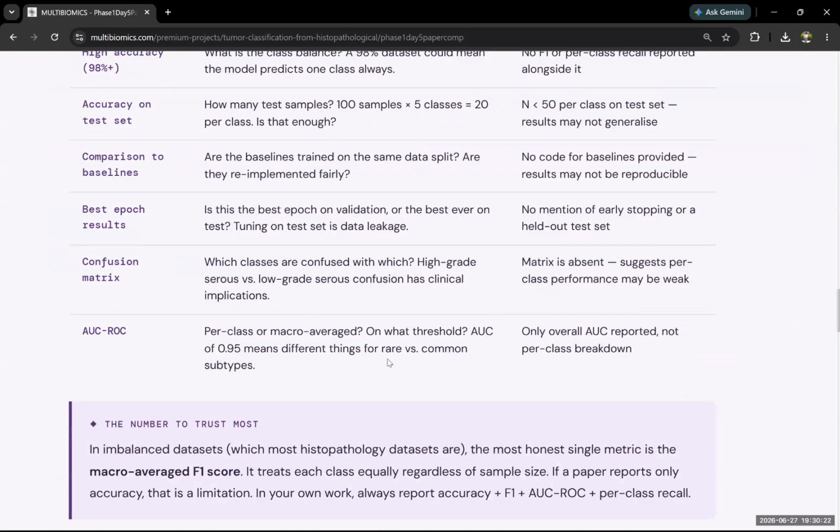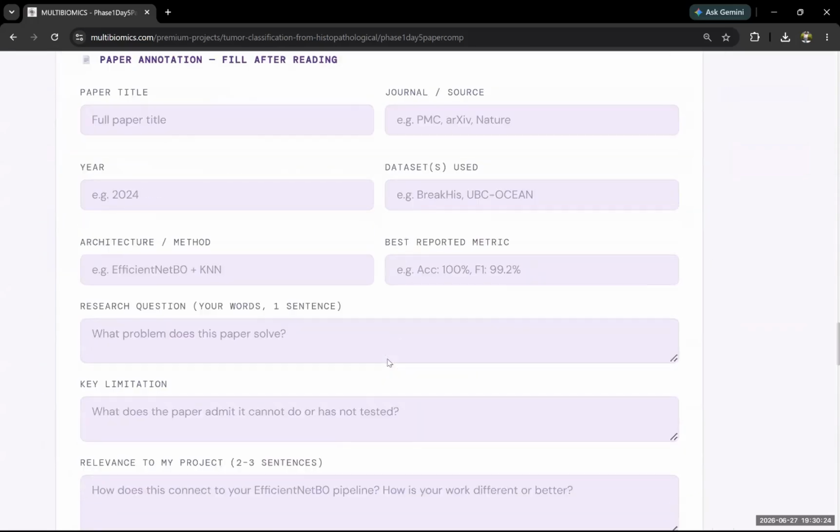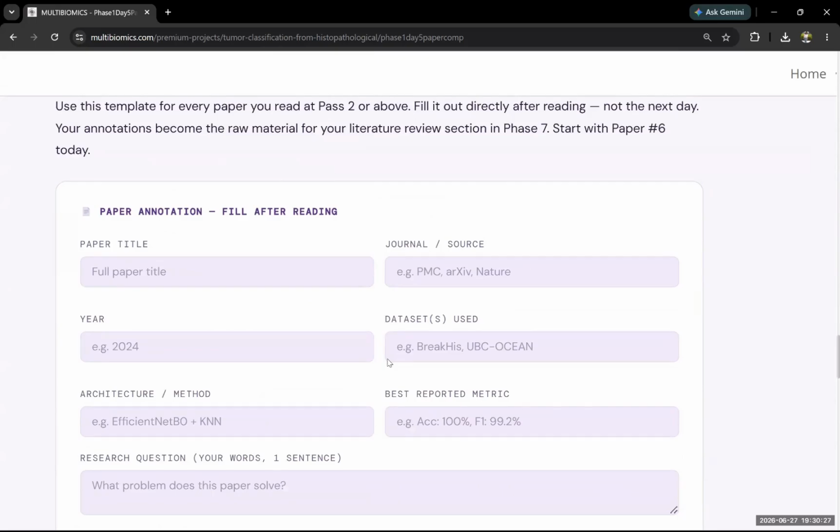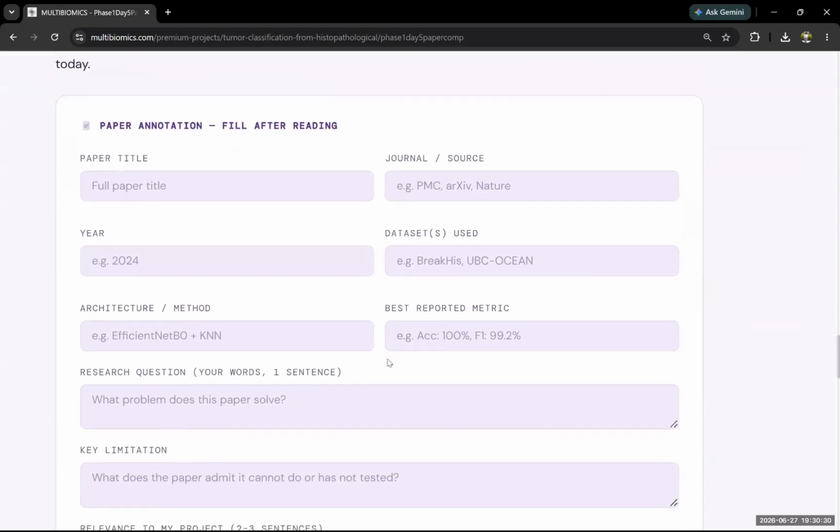Just leave this guided walkthrough and all. I'm just jumping over here. This is a paper annotation template. See, this is a very interactive website. Now, what you do is, whatever paper you are reading, give the paper title here. Any paper, any title, suppose classification of XYZ. So you can write the title of the paper over here. Which journal, suppose you have taken it from PubMed Central, PMC, for now.